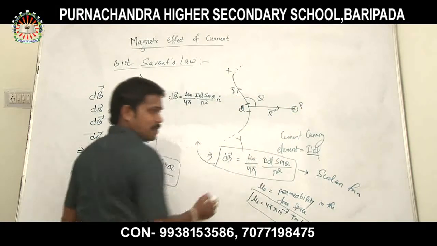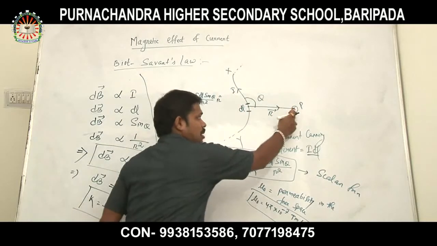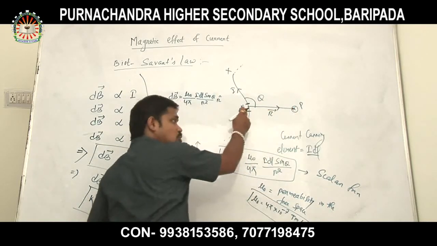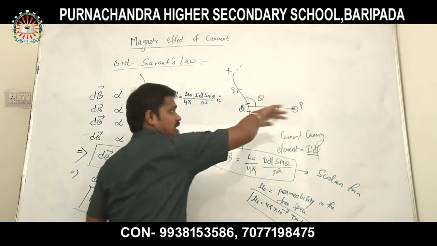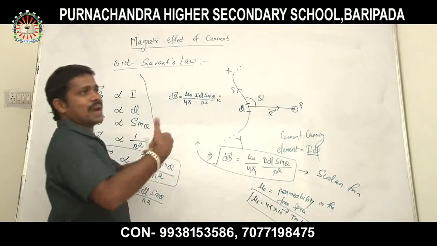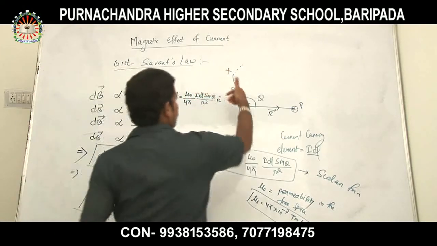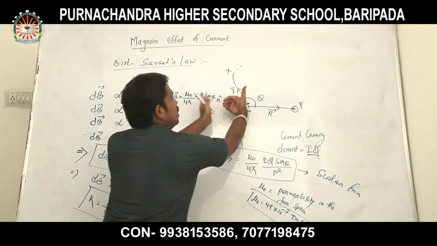Here we have to find out the magnetic field. Again I will repeat, we have to find out the magnetic field at this point due to this element, that's why the direction is in this direction. Now we will apply the right hand thumb rule. In this conductor, this is the direction of flow. So look at here.